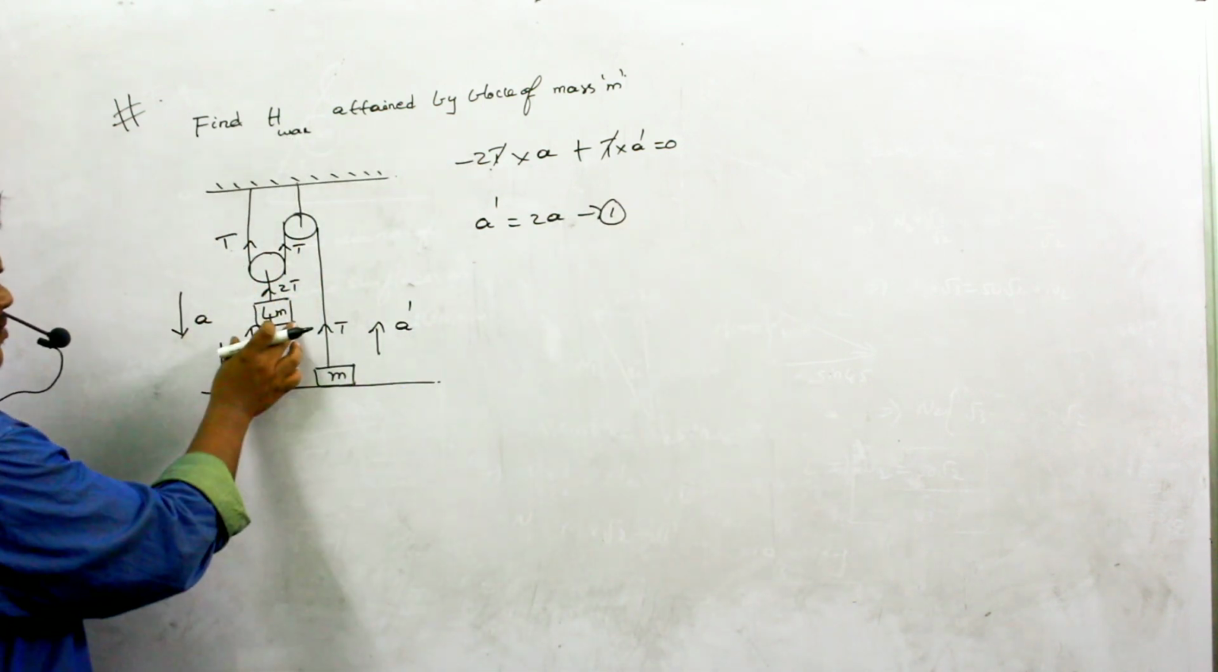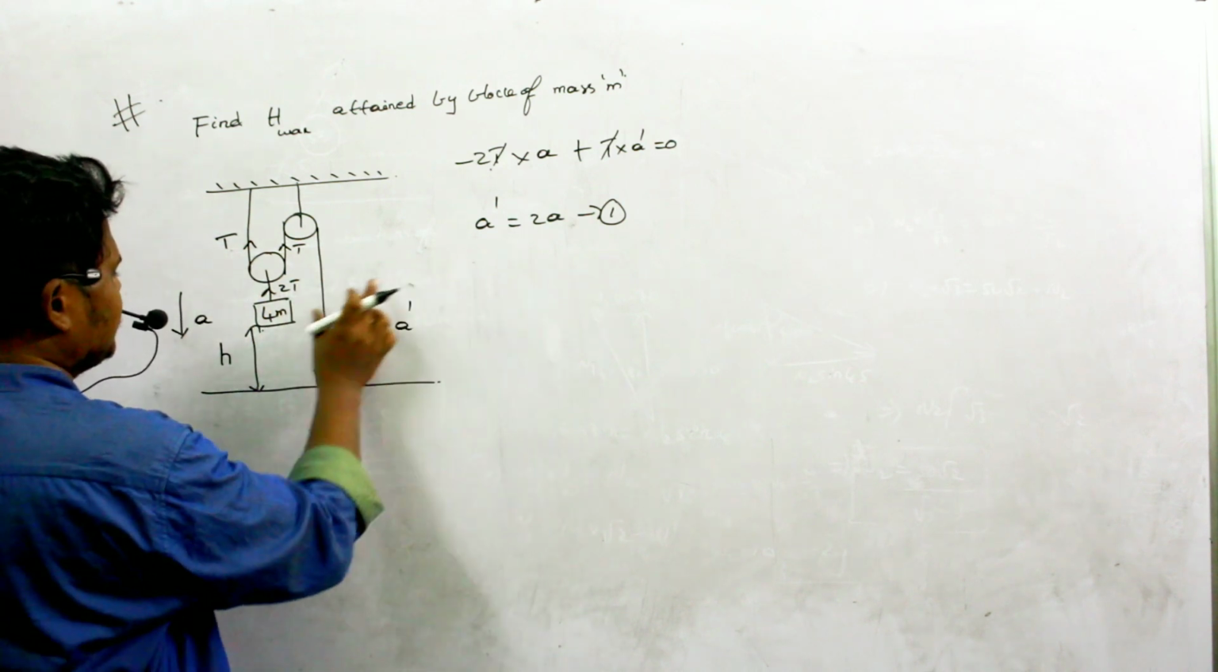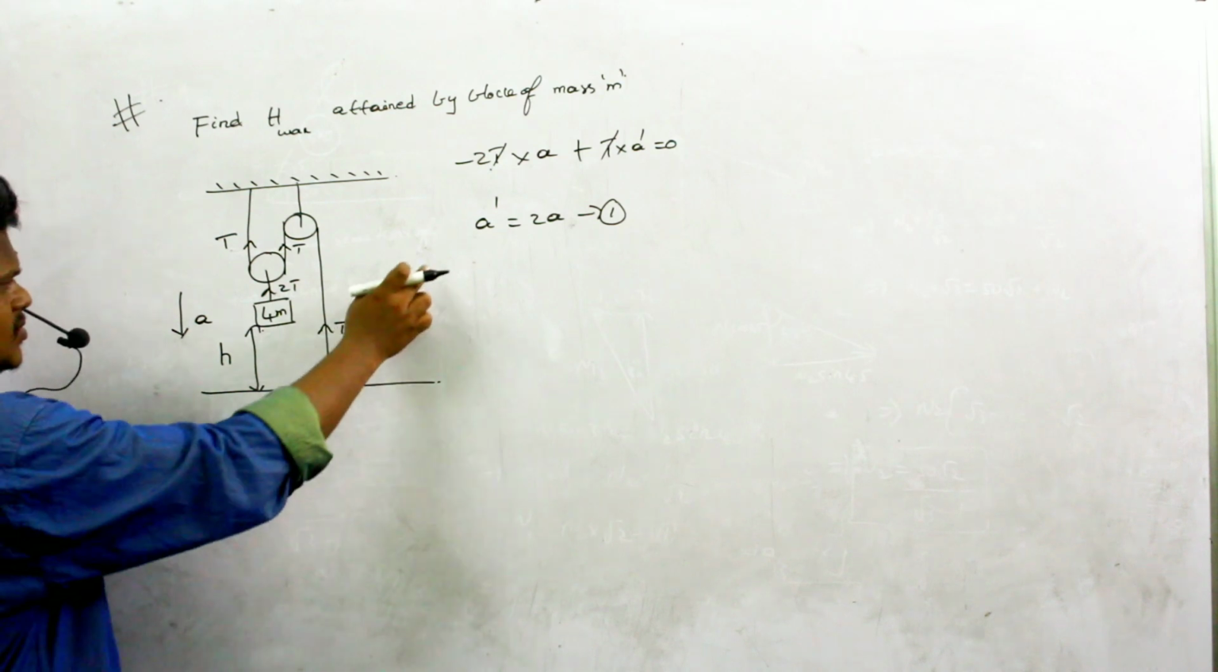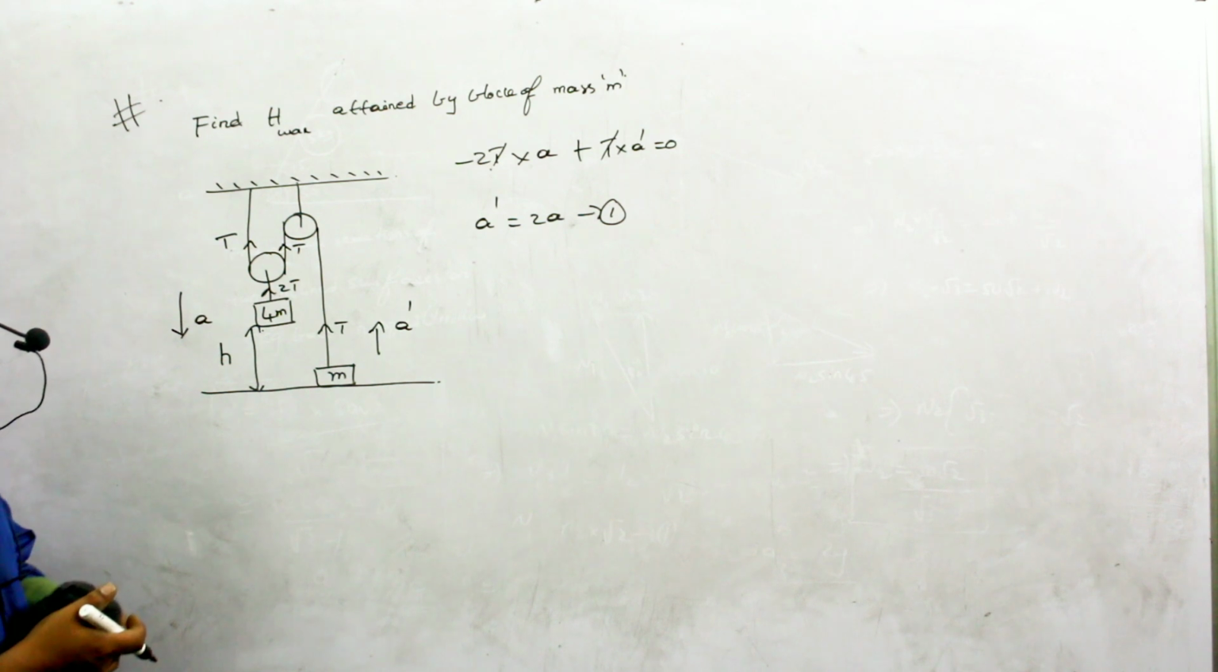So if this block is coming down with an acceleration of A, this block will move upwards with double the acceleration of this block. So A dash is equal to 2A. This is our first equation.